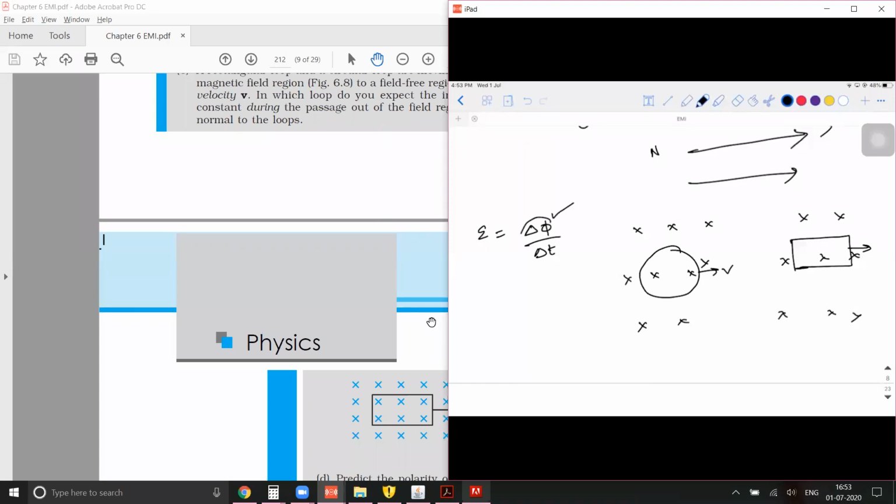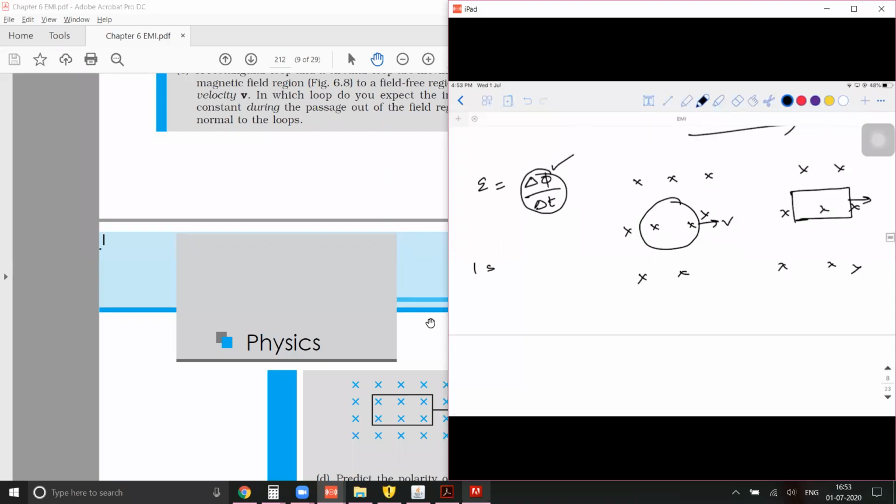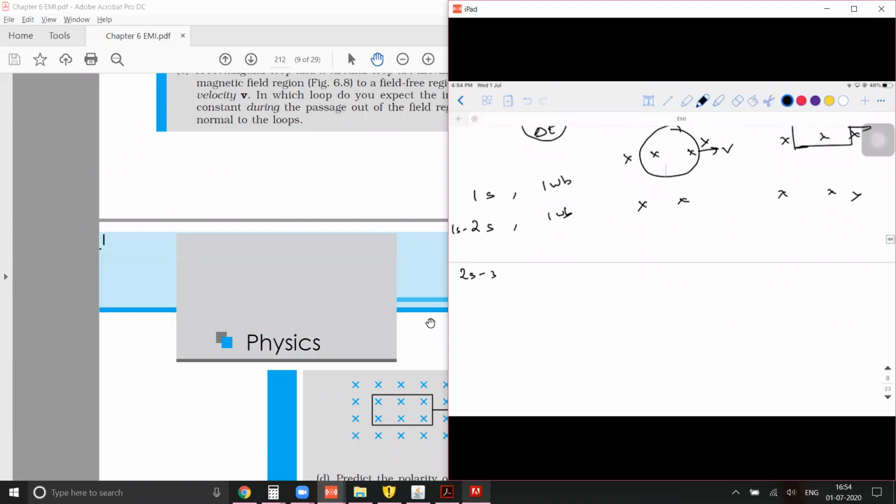So if the value of EMF has to be a constant, then what should be constant? Flux should be constant? No, if flux is constant, EMF itself will not be there. It is the change in flux that should be constant. Means if in 1 second there is a change of 1 Weber, then between 1 second to 2 seconds also there should be a change of 1 Weber. Between 2 seconds to 3 seconds, the change in flux should be 1 Weber. It is not the flux which is 1 Weber. You're able to understand?